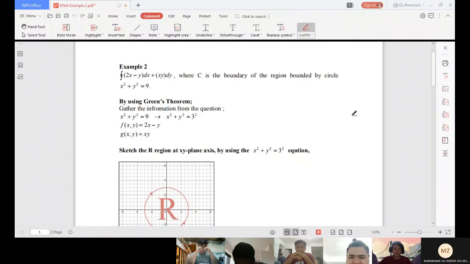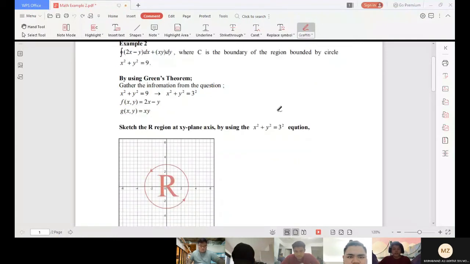Now I will continue with the second example for Green's theorem. The given question is the closed curve integral of (2x minus y) dx plus xy dy, where C is the boundary of the region bounded by the circle x squared plus y squared equals 9. By using Green's theorem, gather the information from the question.